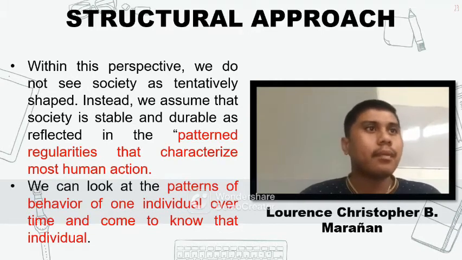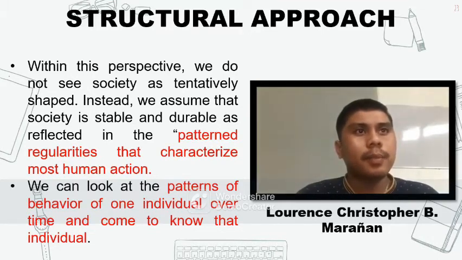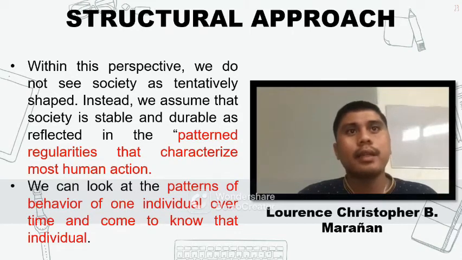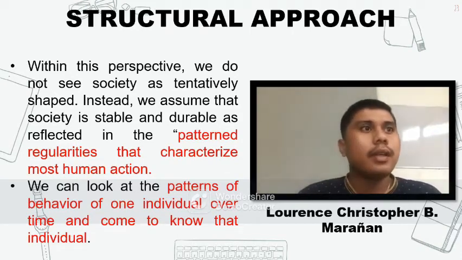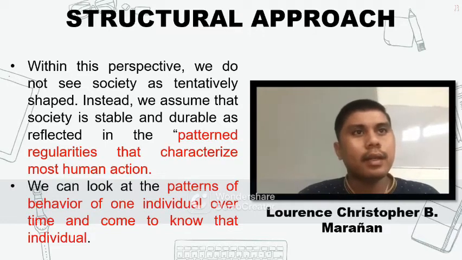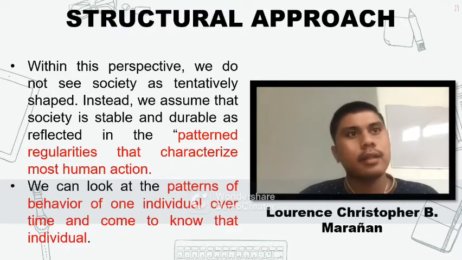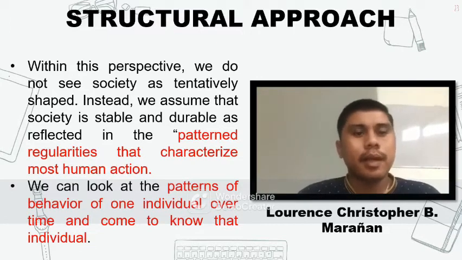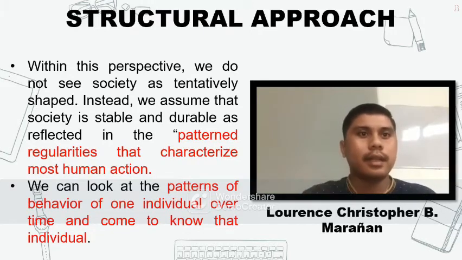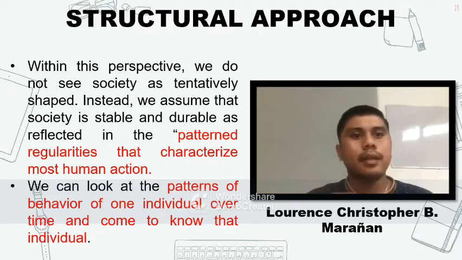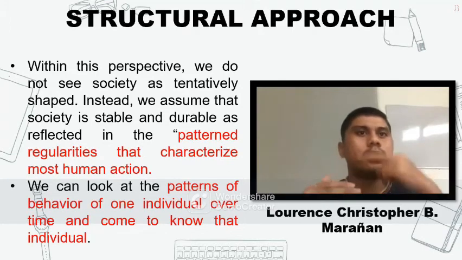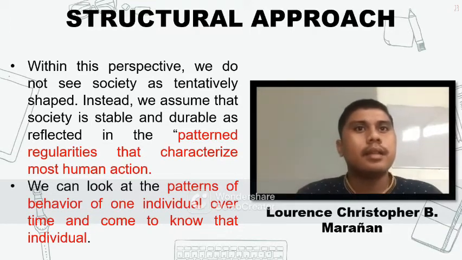So, by pooling several such patterns across similar individuals, we can come to know individuals of a certain type. At still another level, we can look at the patterns of behavior across individuals to see how these patterns fit with the patterns of others to create larger patterns of behavior. So, it's like a staircase that goes up. The patterns turn into patterns, into patterns, into patterns. It is the larger inter-individual patterns that constitute social structure.